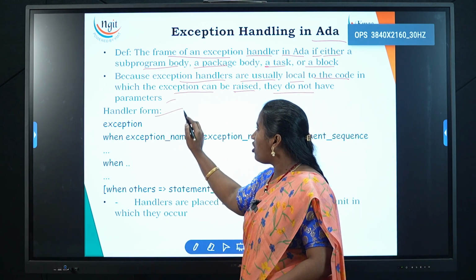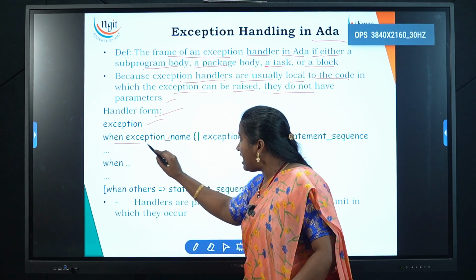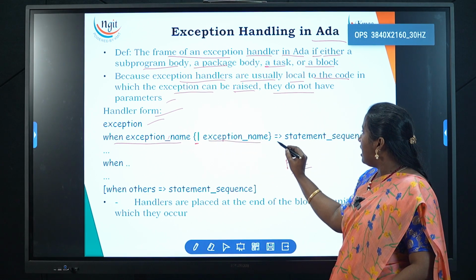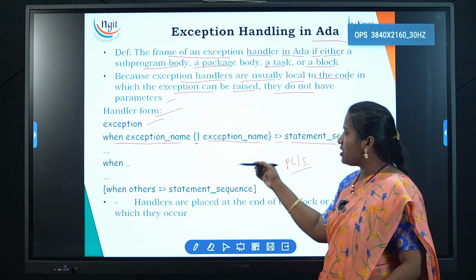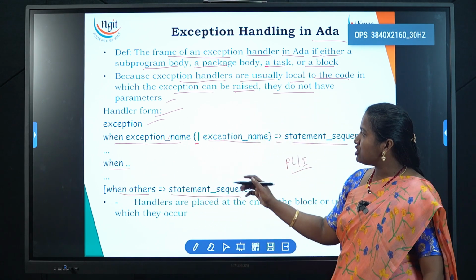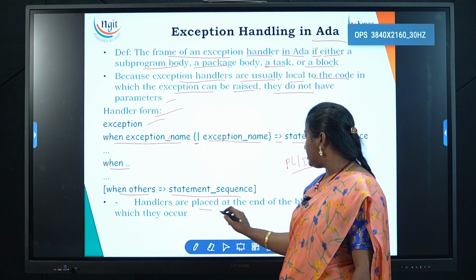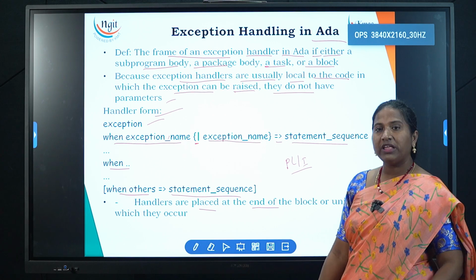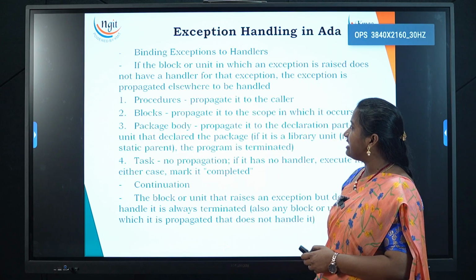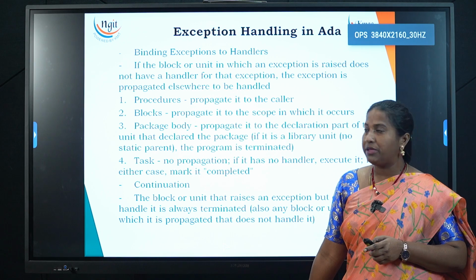Now, what is the handler form? Ada uses the handler form as this: exception, when exception name or exception name equal to statement sequences, when others statement sequences. This is what we call the exception handler body. Handlers are placed at the end of the block or unit in which they occur. So this is the syntactical structure of how exception handlers are written in the Ada programming language.